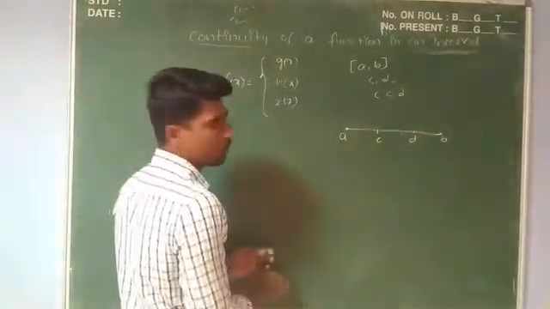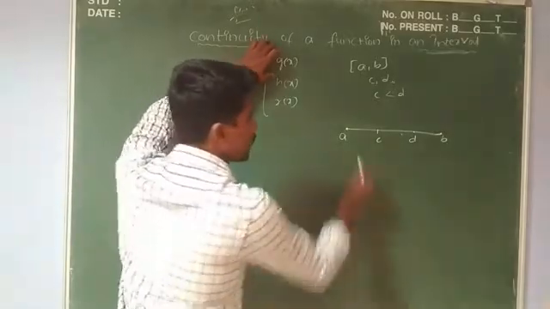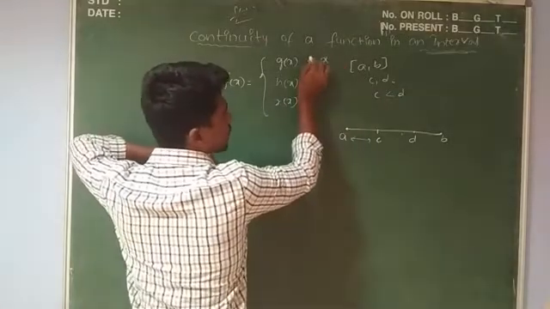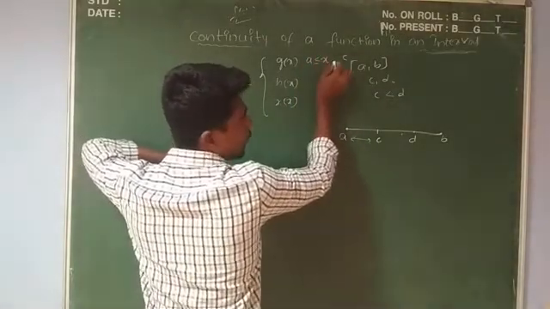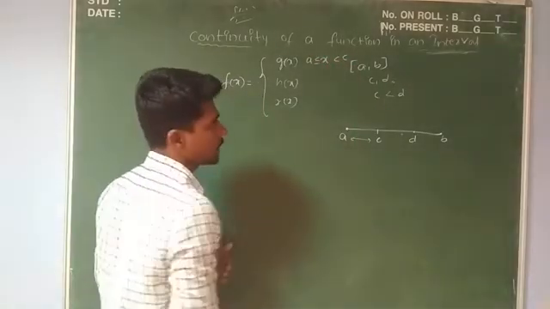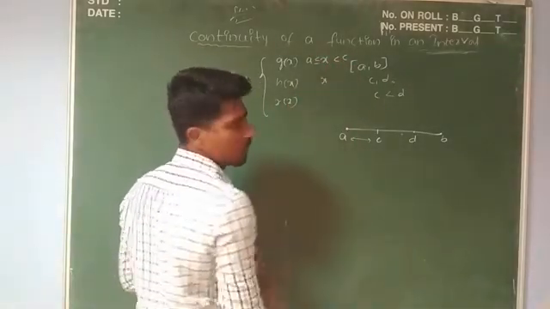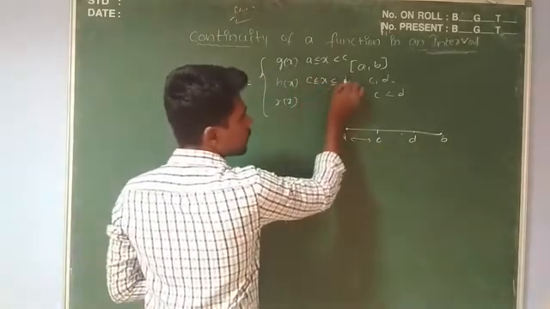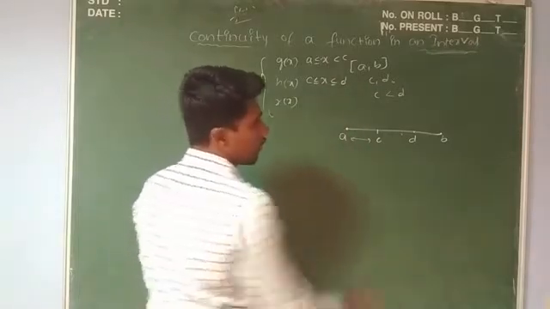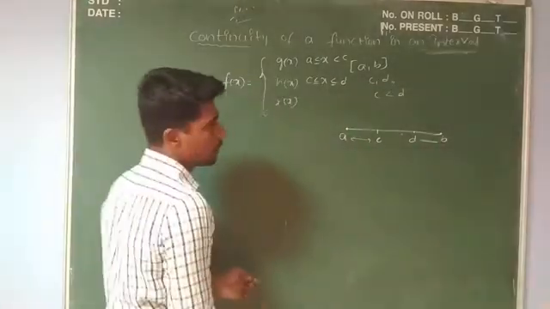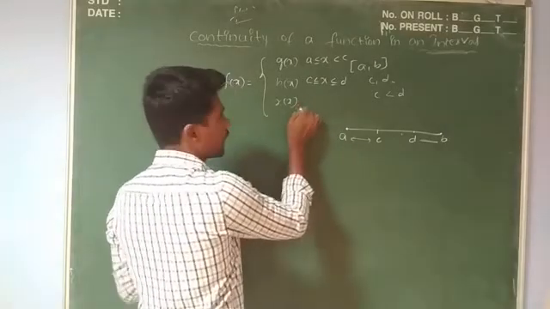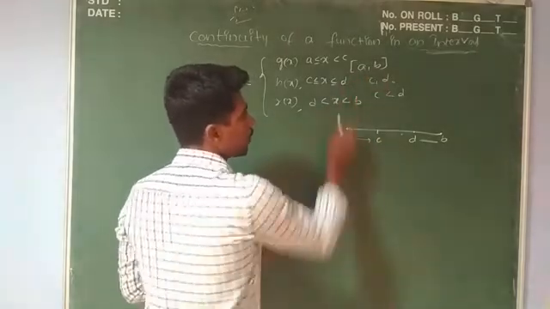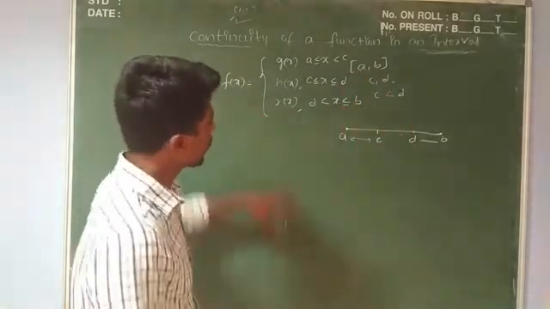Now I consider the first part g of x, defined in between a and c, so the value of x lies in between a and c. Next, h of x is defined where x lies from c to d. If the value lies between d and b, that is taken as the third function, so d less than x less than or equal to b. So the function is broken in this way.